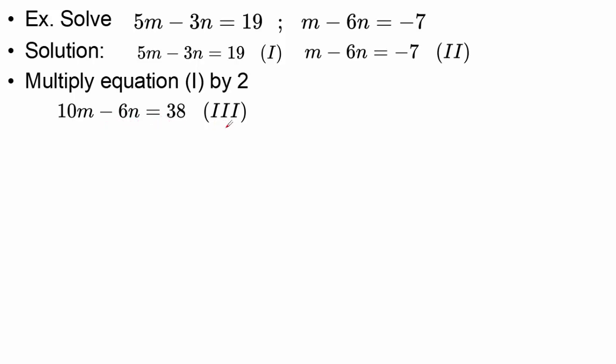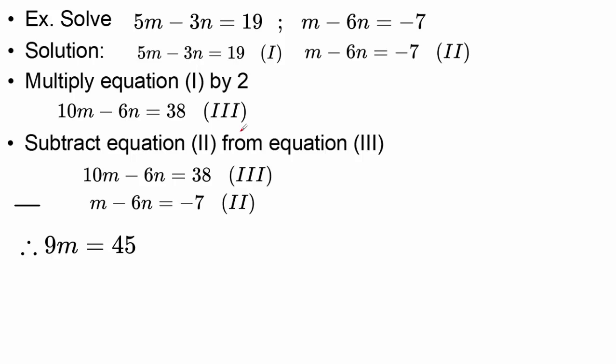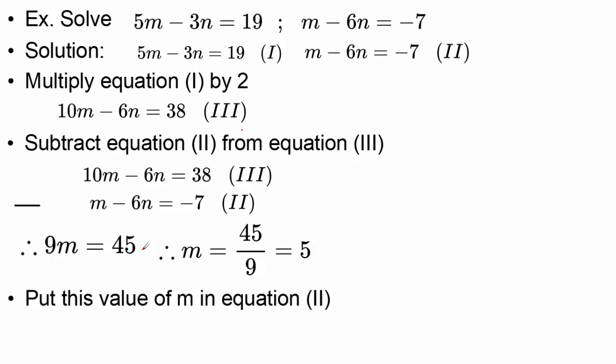This is equation third. We shall subtract equation 2 from equation 3. 10m minus 6n equal to 38, this is equation third, and m minus 6n equal to minus 7, this is equation second, and we are subtracting it. Hence, we will get 10m minus m, 9m. 6n gets cancelled. 38 minus minus 7, that is 38 plus 7 equal to 45. 9m equal to 45, and hence m equal to 45 by 9, which is 5.